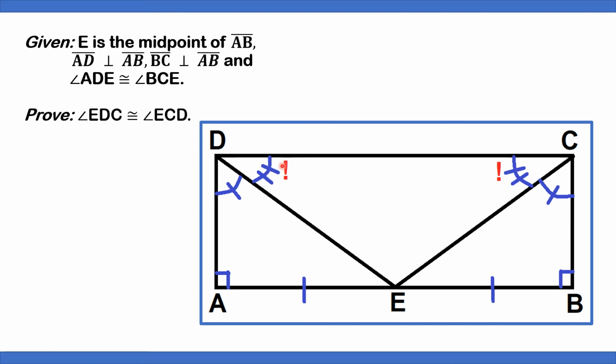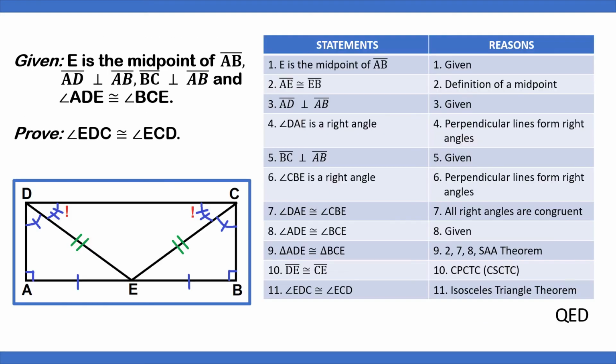How can we make these two angles congruent? This is possible if we can prove that these sides are congruent by the isosceles triangle theorem. How can we prove that these sides are congruent? If we can prove that these two triangles are congruent. How can we prove that these two triangles are congruent? If we have three corresponding parts congruent. And fortunately for us, there are already three corresponding parts available. So here is the formal proof.